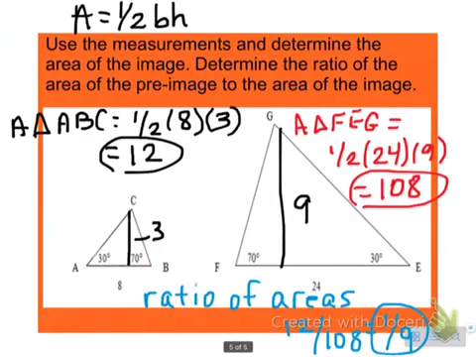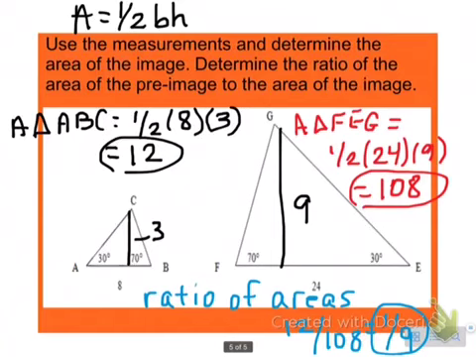For the last slide, it wants me to use the measurements and determine the area of the image. Determine the ratio of the area of the pre-image to the area of the image. So I put my measurements I found in the previous slide. My height is 3 in my pre-image, and my height is 9 in my image.